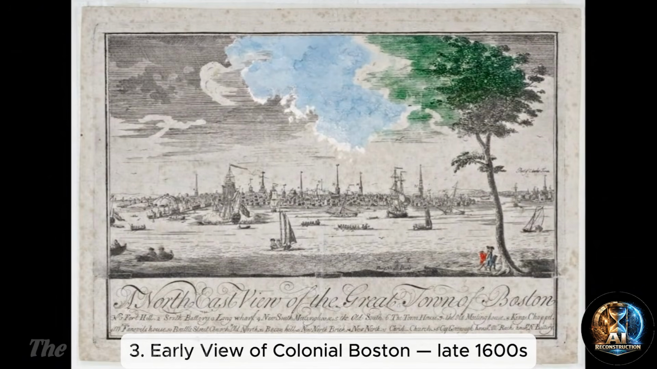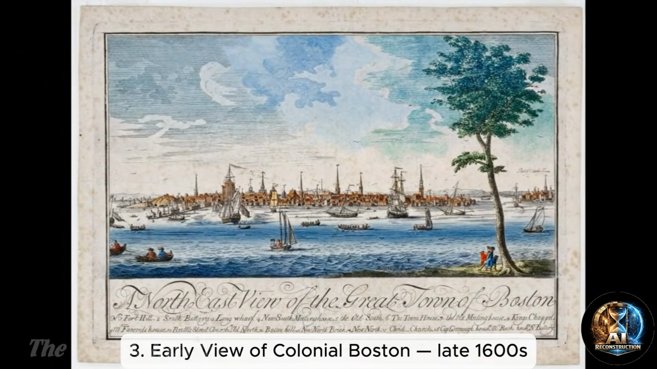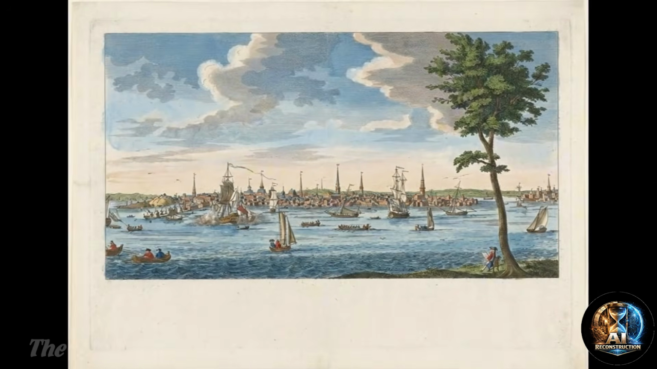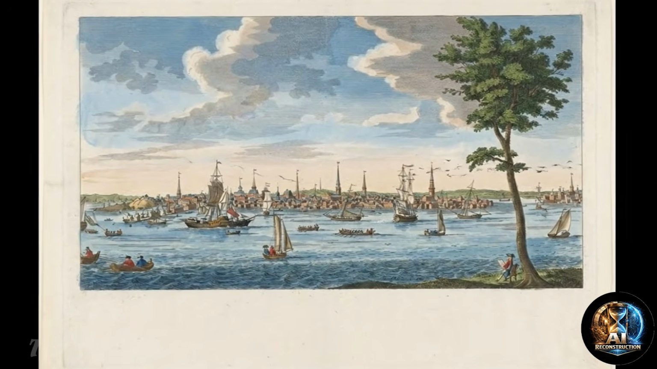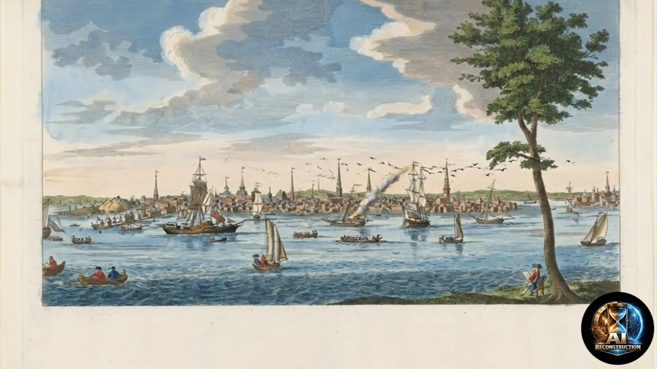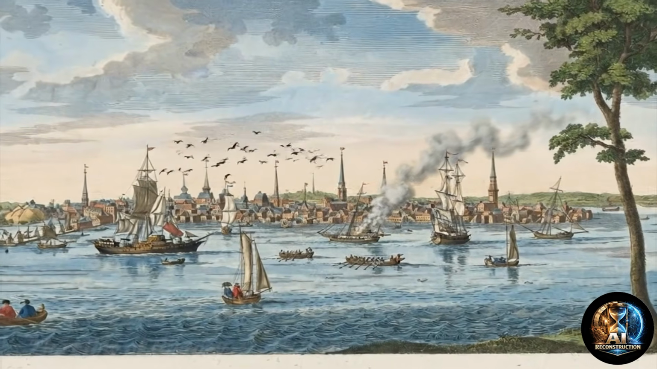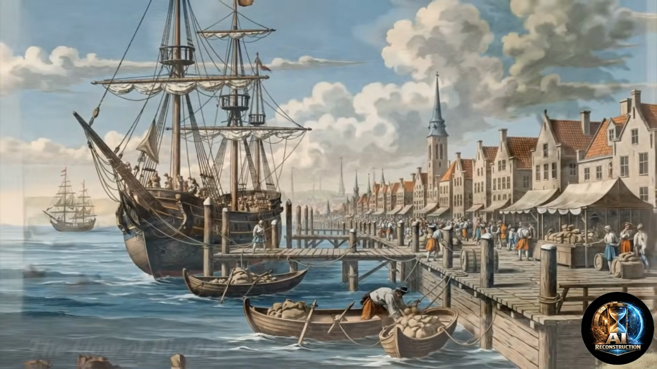Number 3. Early view of colonial Boston, late 1600s engraving. This early colonial view captures Boston when it was still a small and uncertain town, defined by muddy roads, wooden houses, and ships anchored close to shore.